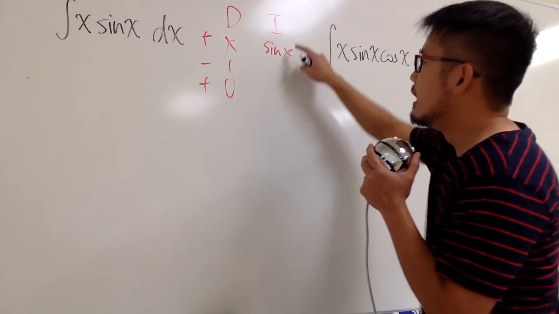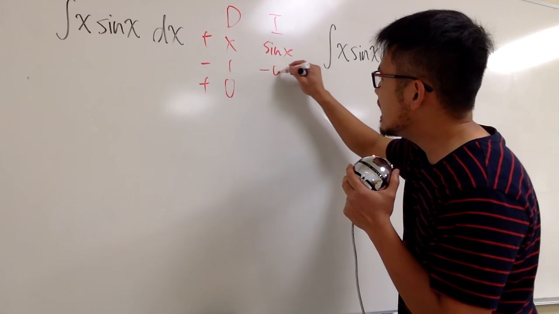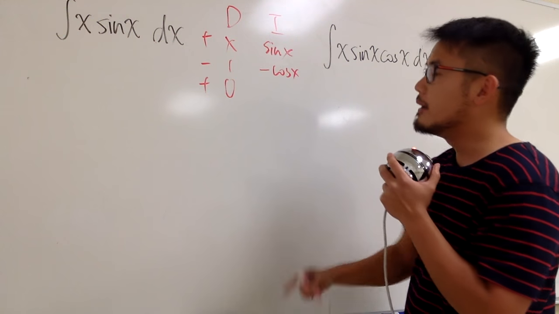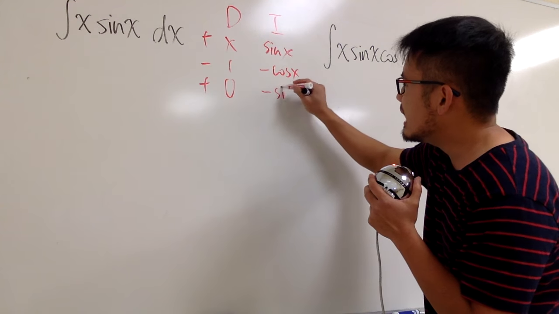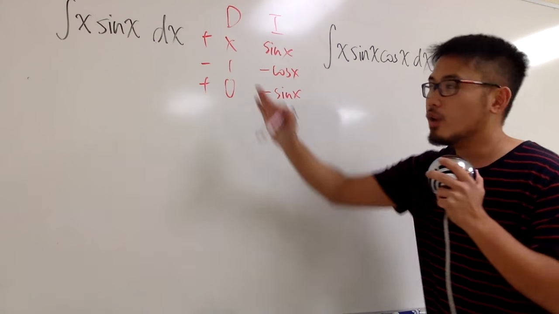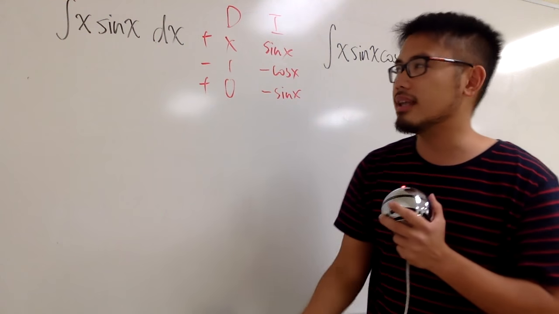Be careful with this. The integral of sine x, we get negative cosine x. That's the first part, okay? And then, the integral of negative cosine x, we are going to get negative sine x. And then we are done. We can use this. This will help us to get the answer already.